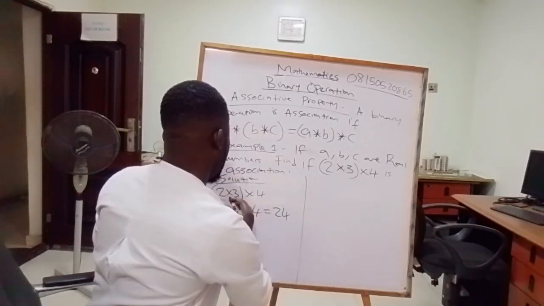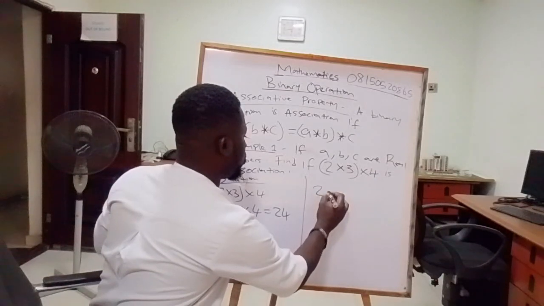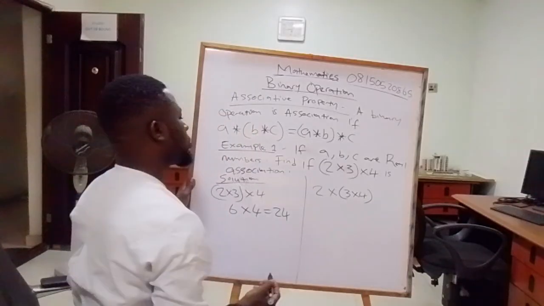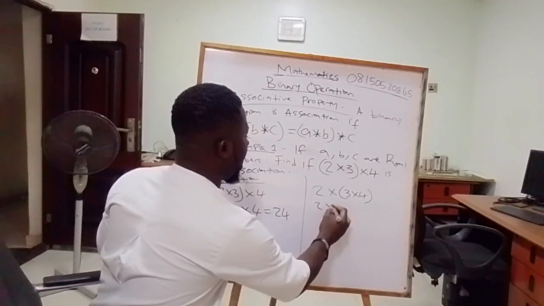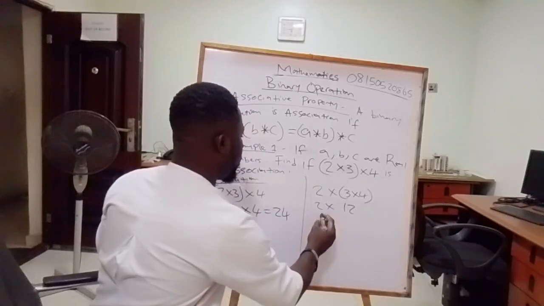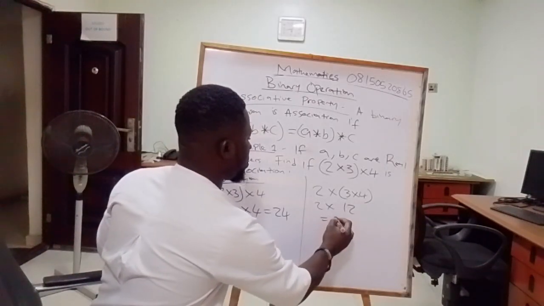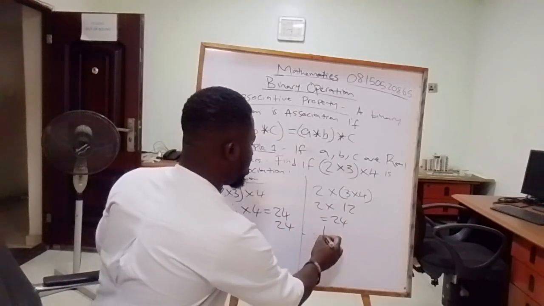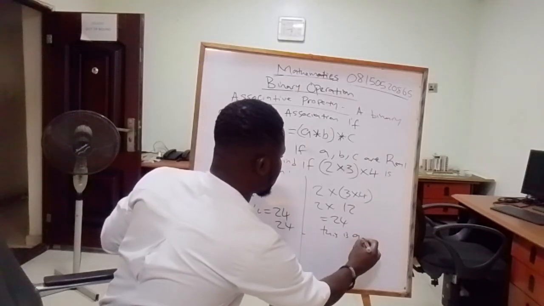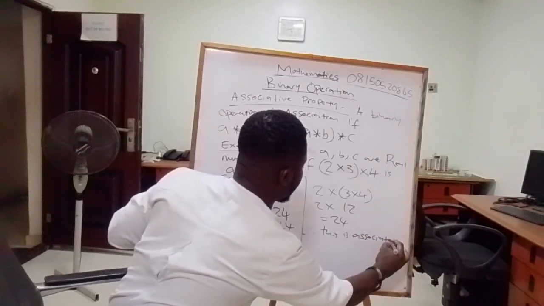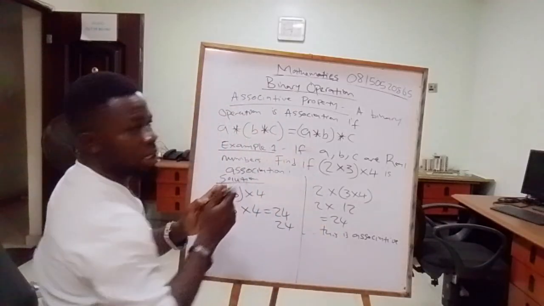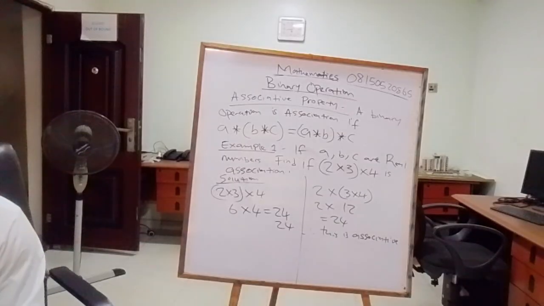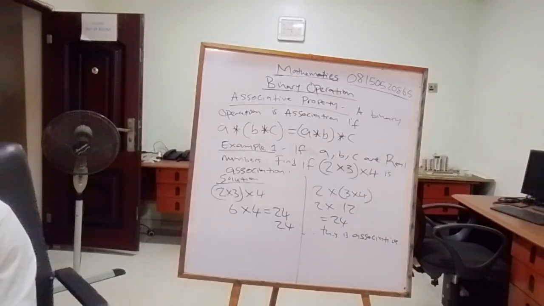Let's check the other end. Then we now have it in this way: 2 times bracket 3 times 4. So which will give us 2 times, what's 3 times 4? That's 12. So this is going to give us 24 now. We have 24 equals 24. Therefore, this is associative. So that is associative.